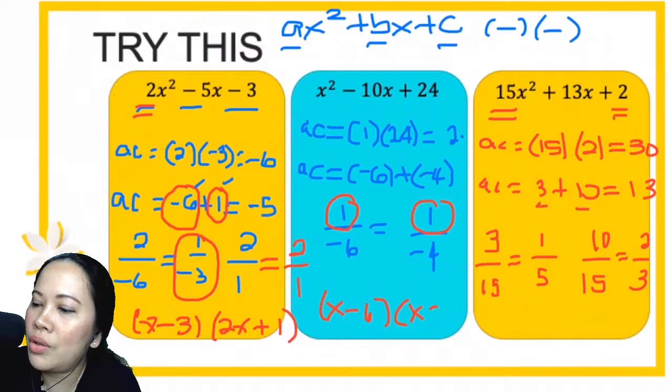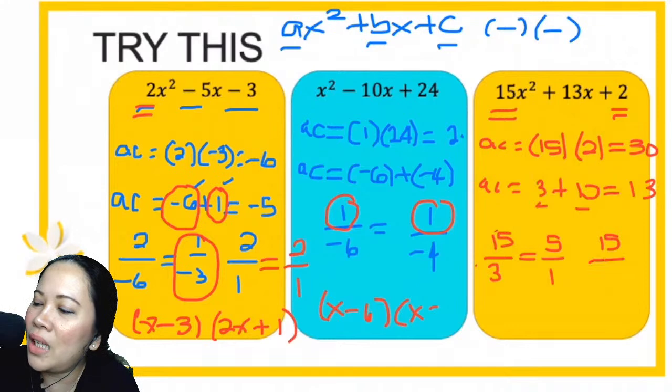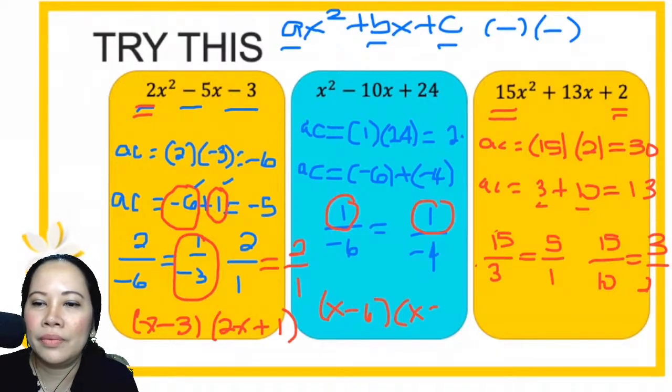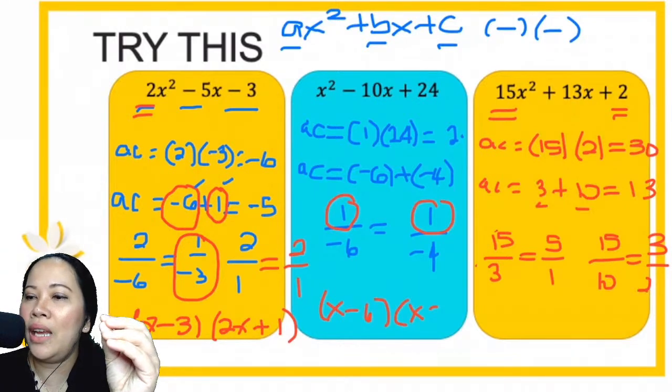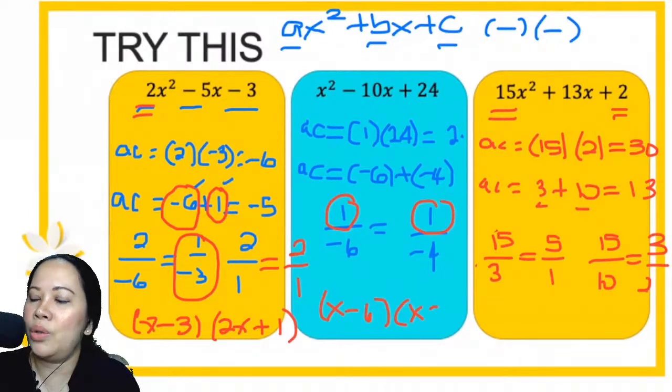Oh, sorry, it's the other way around. My bad. It's the A over the factors. 15 divided by 3 is 5/1, and 15 divided by 10 is 3/2. So 15 is your A divided by your factors 3 and 10. So 15 divided by 3 is 5 over 1, and 15 divided by 10 is 3 over 2.